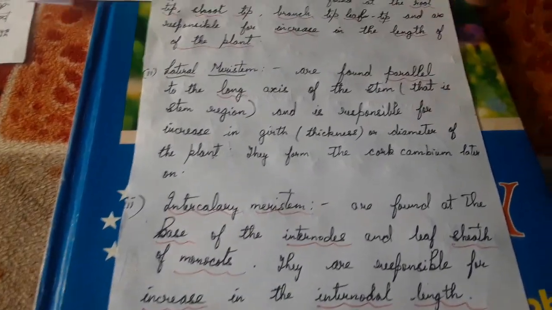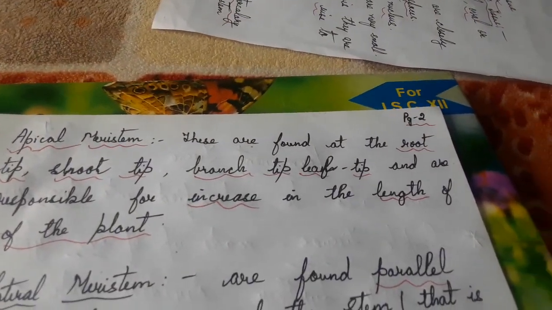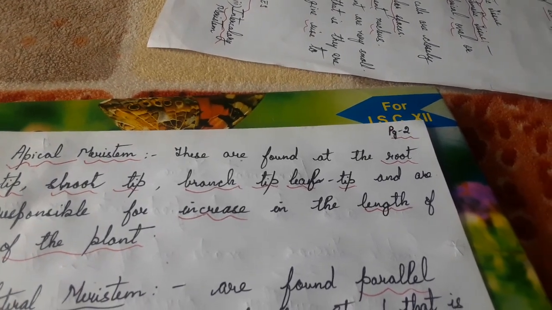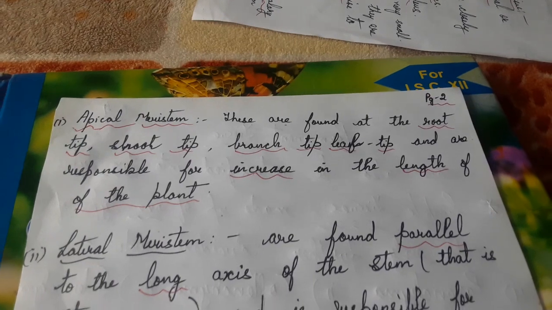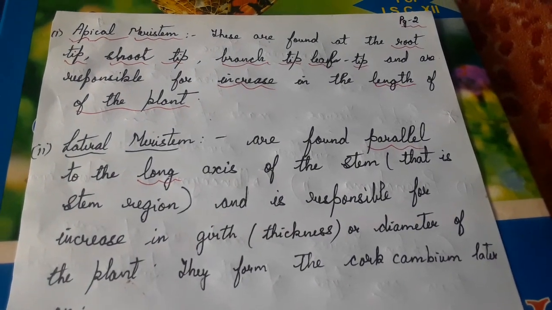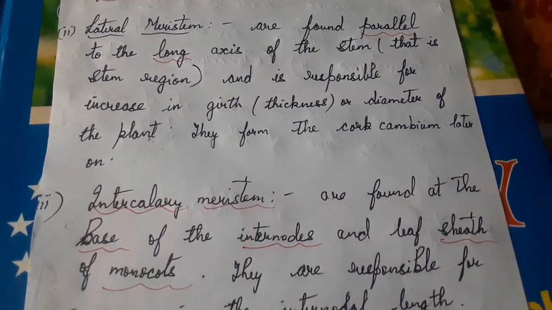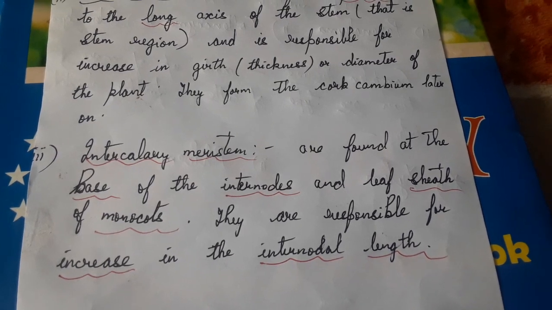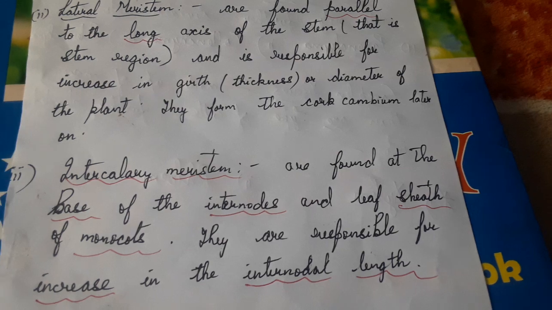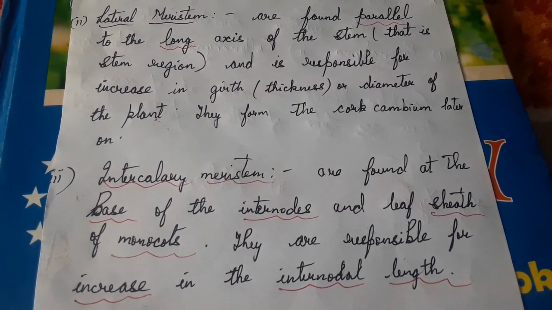Apical meristem, also known as terminal meristem, is found at the apical or terminal regions of the plant, that is the root tip and shoot tip, and is responsible for increase in the length of the plant. Whereas the lateral meristem is responsible for increase in the girth or diameter of the plant parts, especially the stem region and the root region. They are also responsible for secondary growth. Intercalary meristem, internodal length.